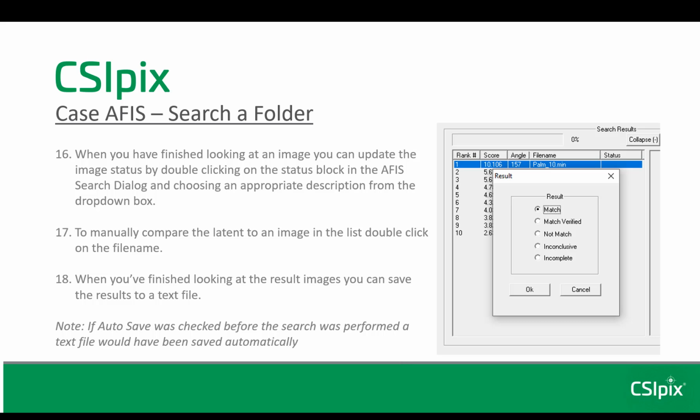To manually compare the latent to another image, in the list, double-click on the file name. When you finish looking at all the images you need to, you can save the results to a text file. Note that if autosave was checked before the search was performed, a text file would have been saved automatically immediately after the search. I'll show you the contents of such a text file during the demo.